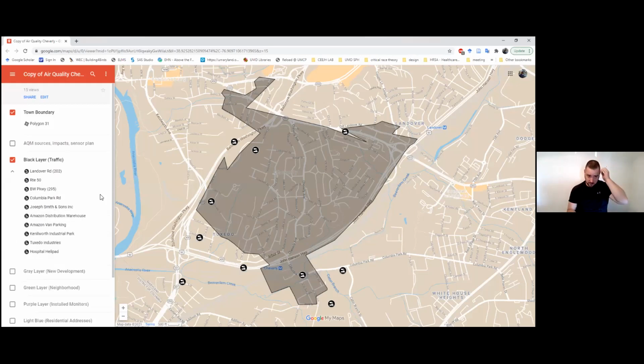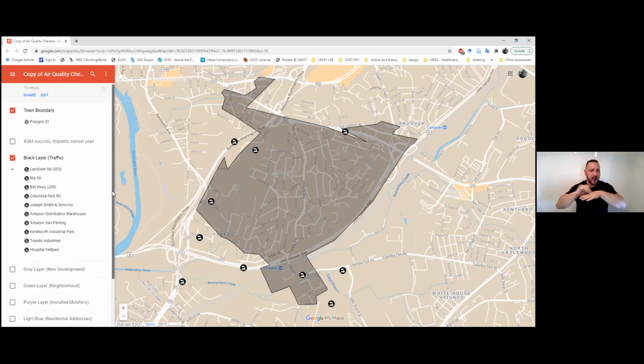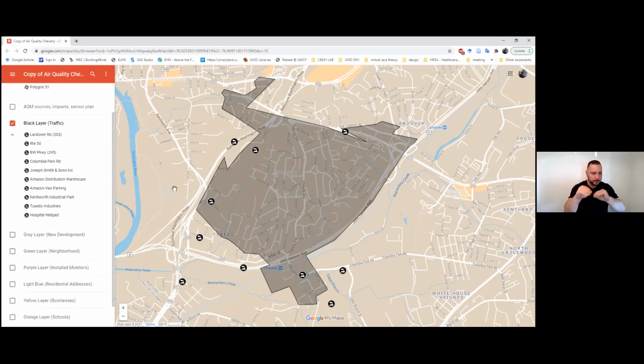So here's the town boundary of Cheverly. We have different layers of tentative spots where we want to put monitors. So this first layer, this black layer, is different traffic areas. So 202, Route 50, 295, and then some of the other areas, the Amazon distribution warehouse. So the areas that will probably give the most traffic and the most air pollution is where the black layer is and where we want to put those monitors.